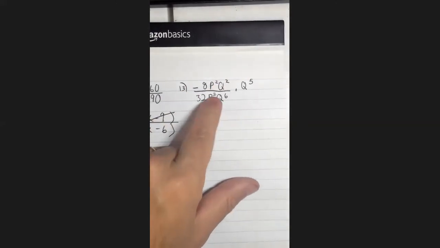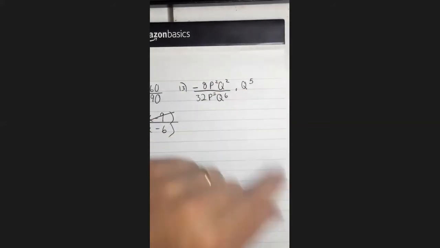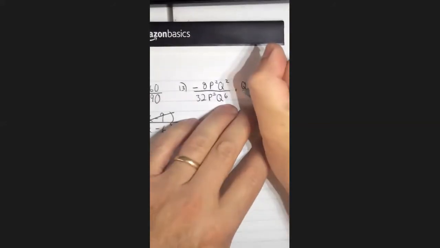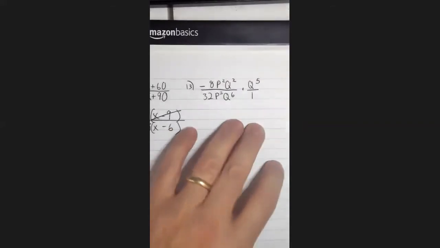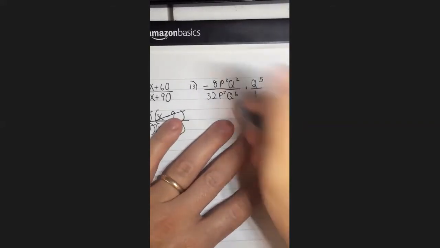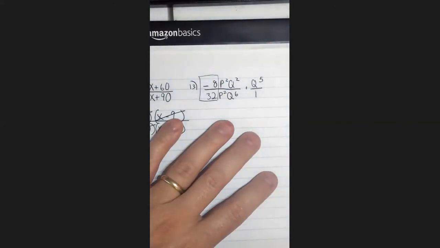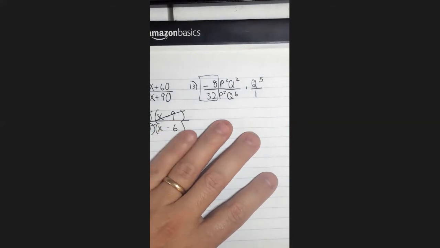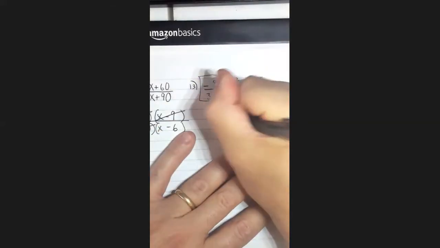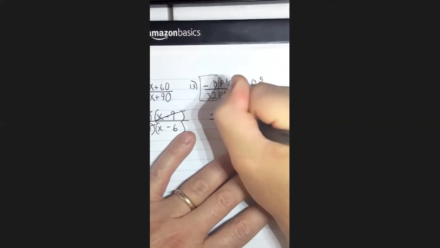And I had this fraction just being multiplied by q to the 5th. And if it makes you feel better, if you want to make that a fraction, you can put it over 1. So what am I going to have? Normally I like to just deal with the coefficients first. Negative 8 over 32, that's going to reduce to negative 1 over 4.